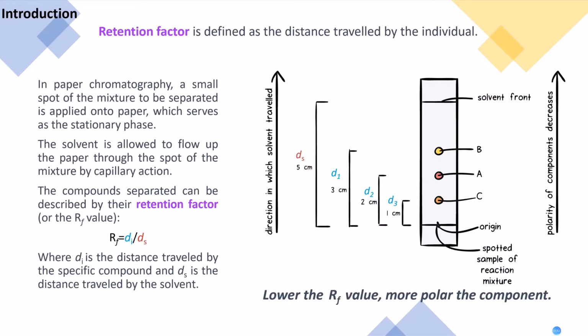In paper chromatography, a small spot of the mixture to be separated is applied onto paper, which serves as the stationary phase. The solvent is allowed to flow up the paper through the spot by capillary action. The separated compounds can be described by their retention factor, or the RF value. In this formula, di is the distance traveled by a specific compound, and ds is the distance traveled by the solvent.